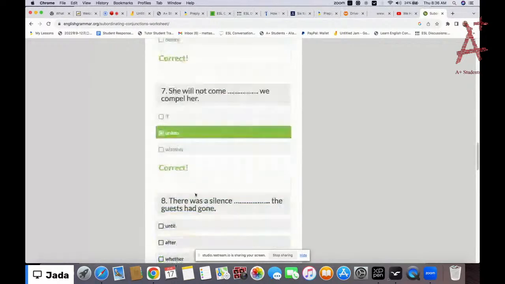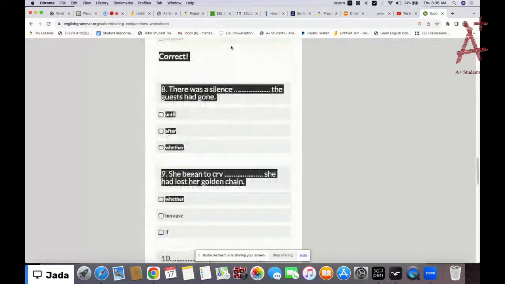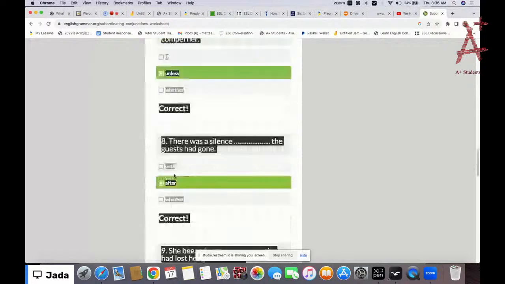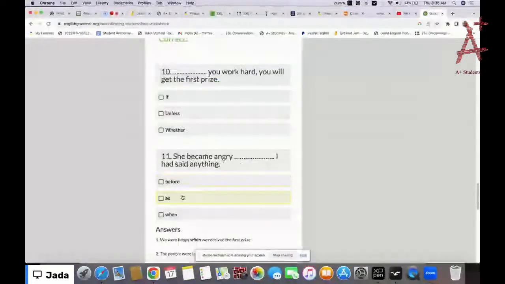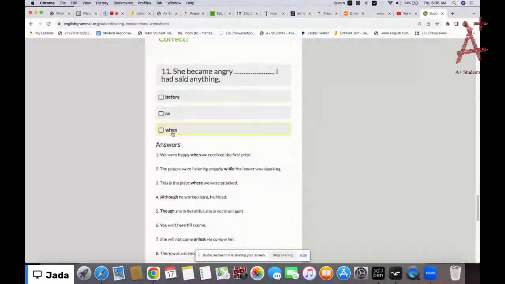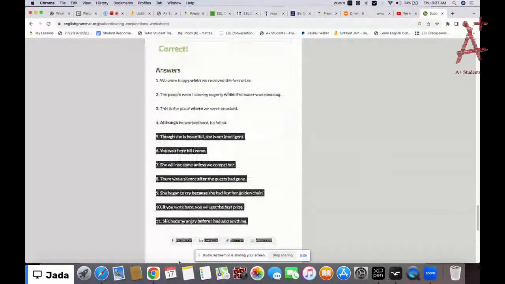There was a silence dash the guest had gone. There was a silence after the guest had gone. And then she began to cry because she had lost her golden chain. Then, dash you work hard, you will get the first prize. So, if you work hard. Now, she became angry dash I had said anything. She became angry before I said anything. Okay, so that's literally everything for the worksheet.